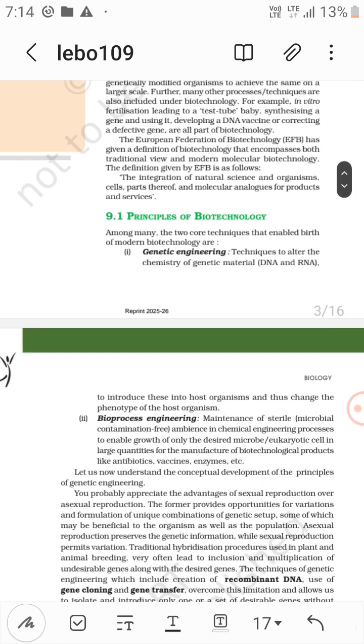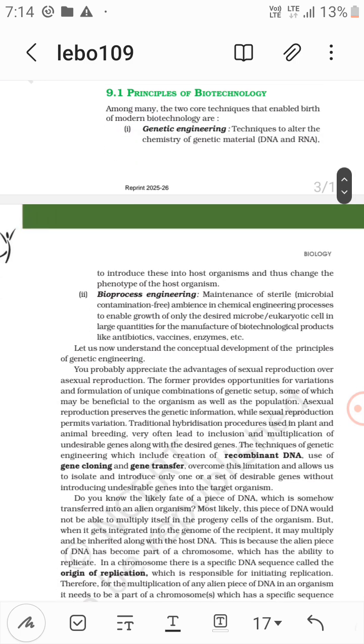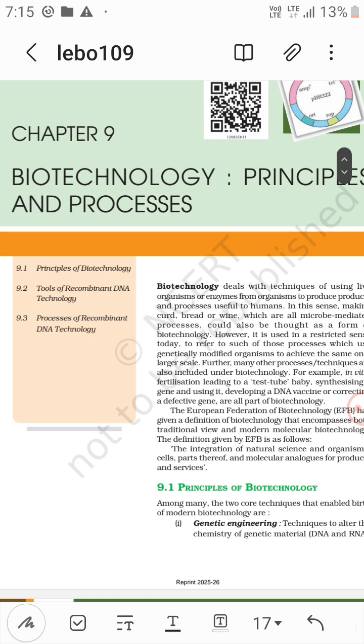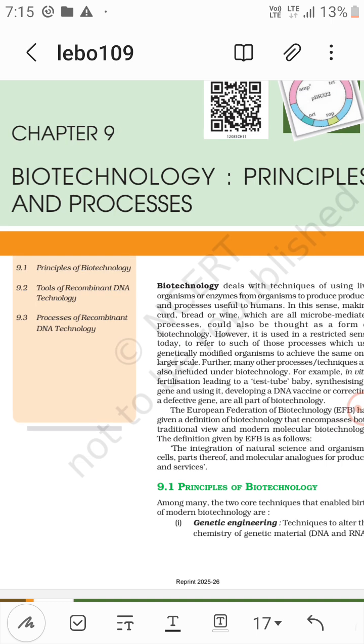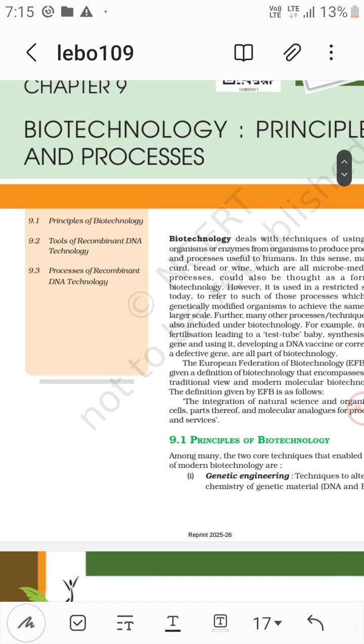So the principles of biotechnology, that is genetic engineering and bioprocess engineering. It is all like the context: principles of biotechnology, then tools of recombinant DNA technology, then the process of recombinant DNA technology.